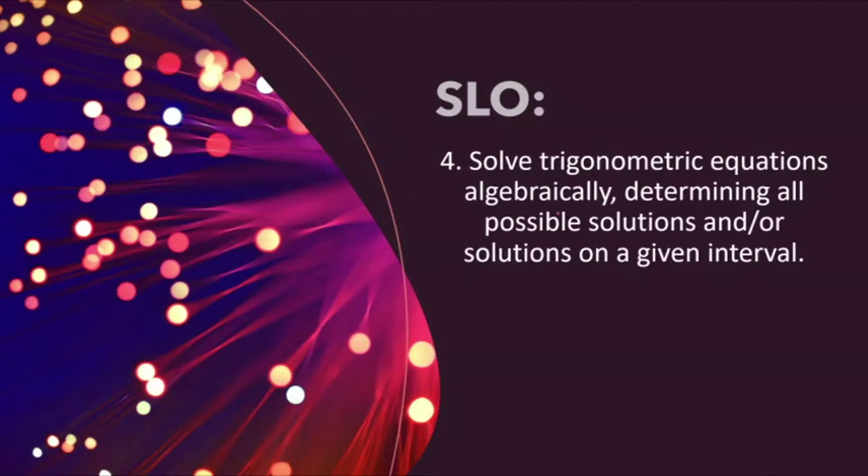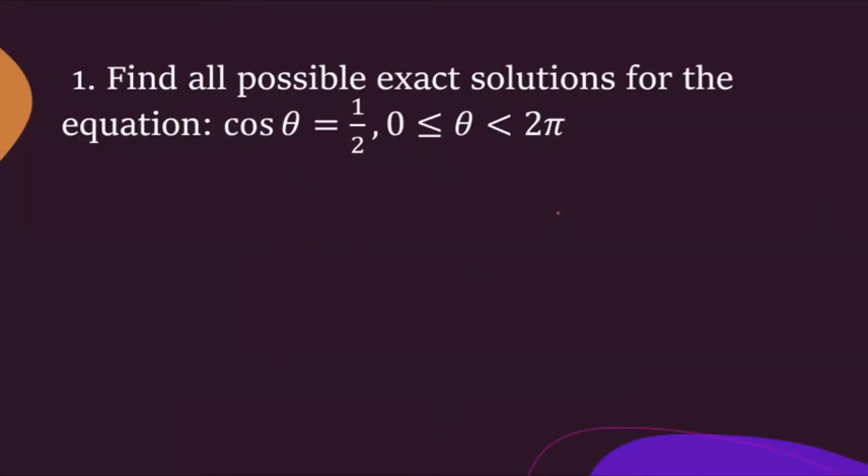In this video I'll be covering SLO number 4, where I solve trigonometric equations algebraically, determining all possible solutions or solutions on a given interval. So for number 1 we have: find all possible exact solutions for the equation cosine theta equals a half, where the interval is 0 is less than or equal to theta, and theta is less than 2 pi.